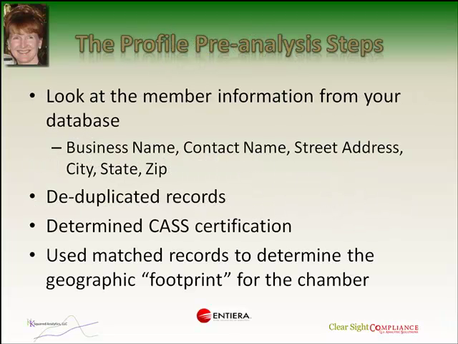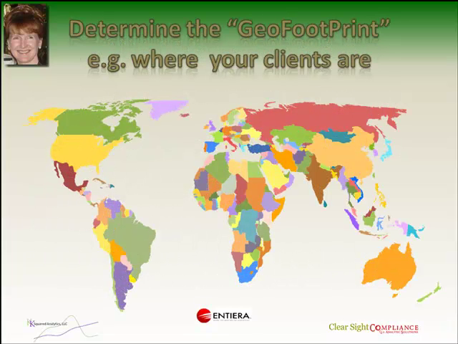In the pre-analysis steps, all we really do is ask for you to provide us with your member or client information. And it can be as basic as the business name, contact name, street address, city, state, and zip. We do a quality assurance of deduplicating those, establish whether it is passing the U.S. Postal Service standards for a valid address, and then we use whatever the matched records are to determine a geographic footprint. That is, where are your clients? And it's whether it's locally here in the United States or anywhere around the world, really.